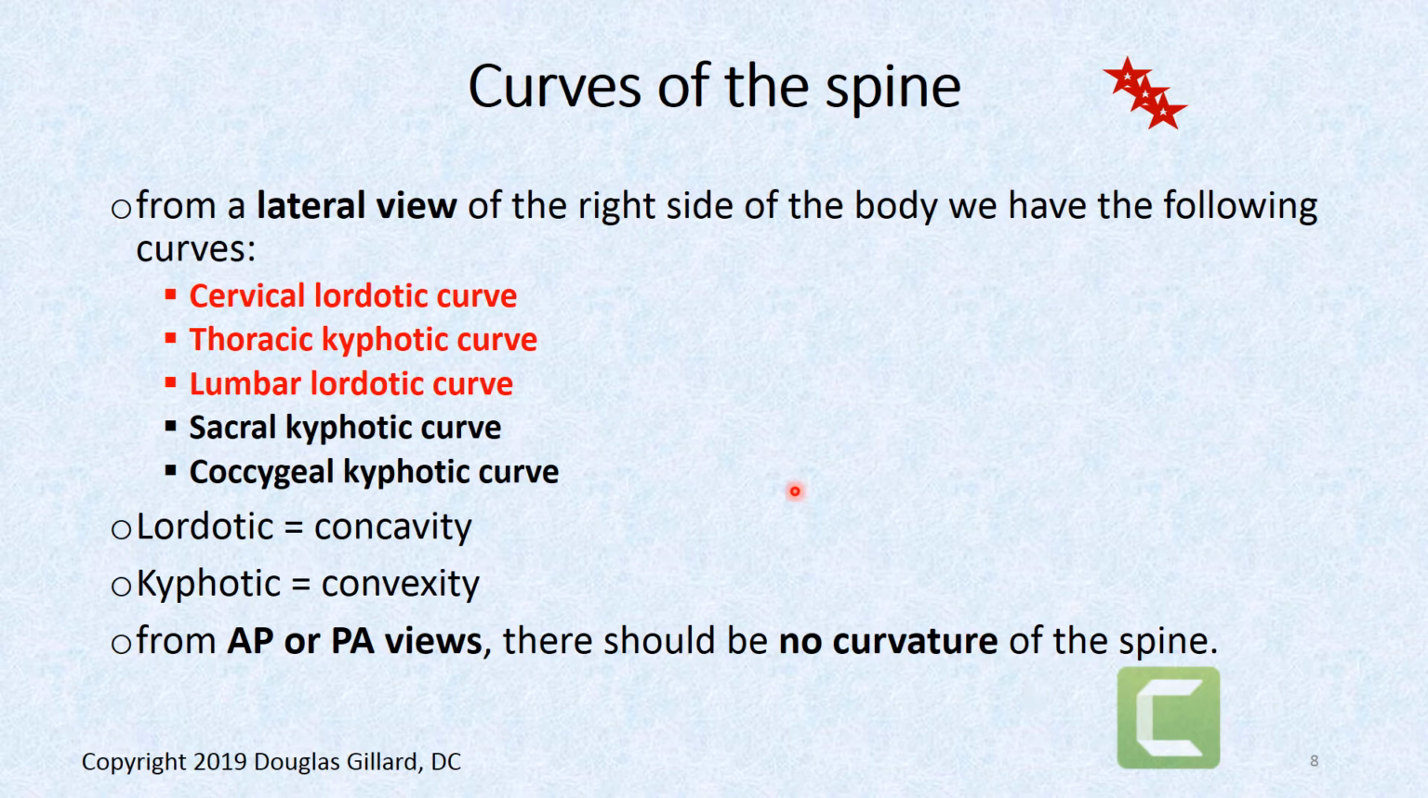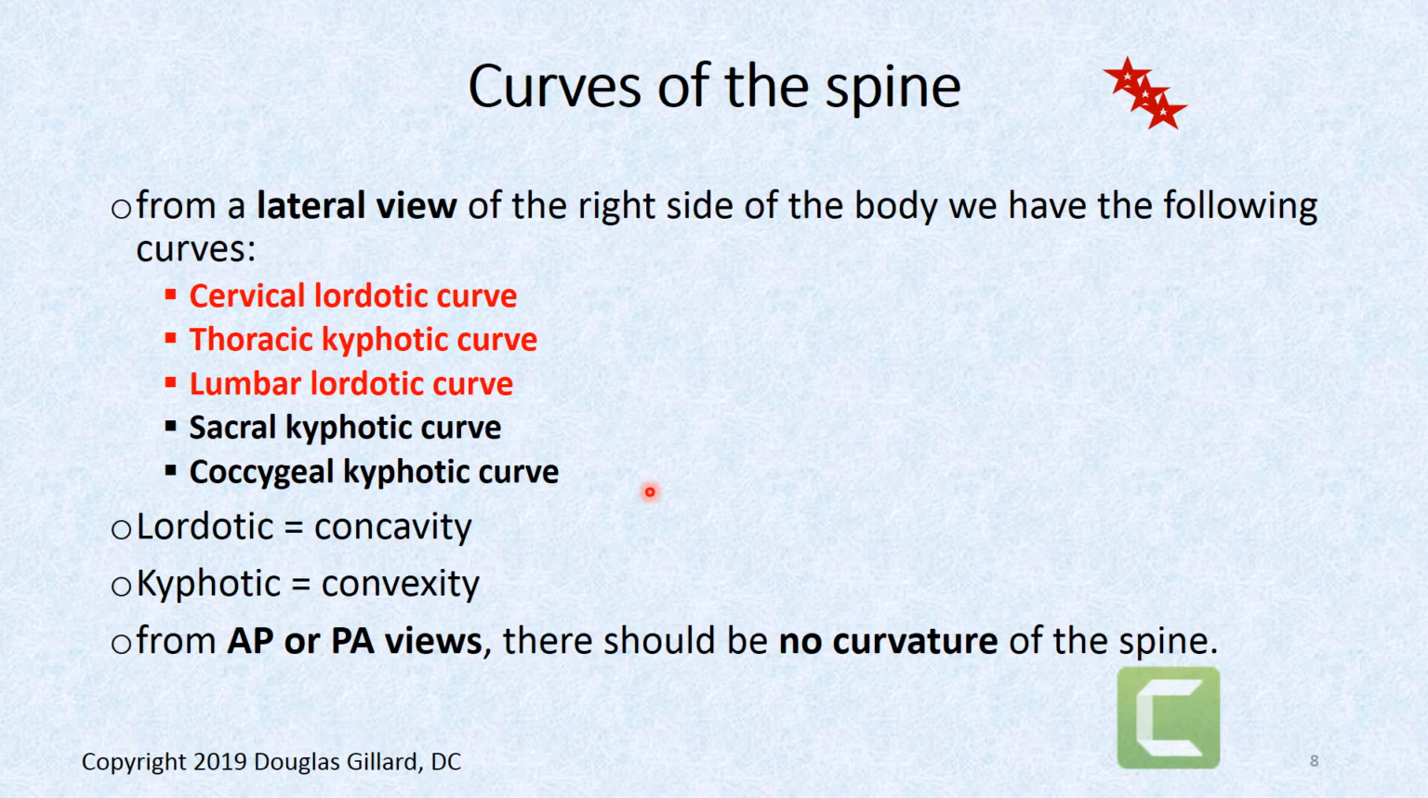We should also talk about some curves. There's a lateral curve. If you look from the right side of the body, or just look from any side of the body, the left or right side, we have a cervical, thoracic, and lumbar curve. Those are lordotic, kyphotic, and lordotic respectively. There's also a kyphotic sacral curve and a kyphotic coccygeal curve as well.